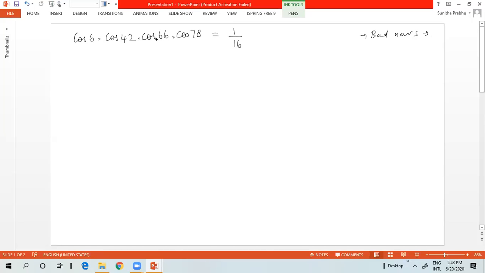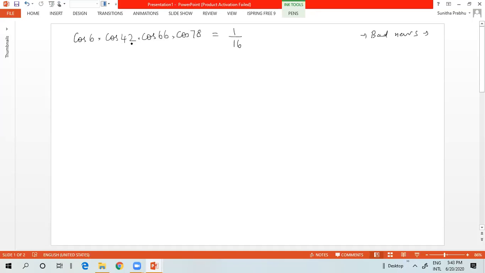Like cos 6 can be written as cos of 36 minus 30. Yeah, that way we can try. Okay, because you have 66 here, which is 60 plus 6 you can think of, and again cos 78 is 72 plus 6.